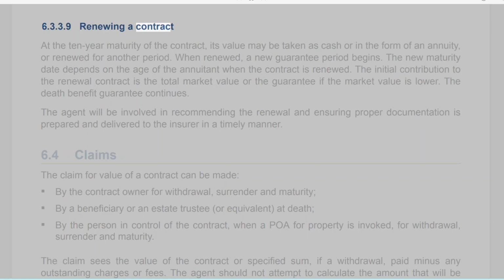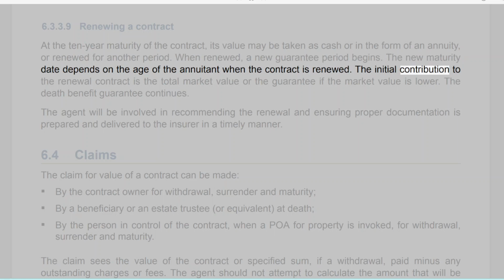6.3.3.9 Renewing a contract. At the 10-year maturity of the contract, its value may be taken as cash or in the form of an annuity, or renewed for another period. When renewed, a new guarantee period begins. The new maturity date depends on the age of the annuitant when the contract is renewed.